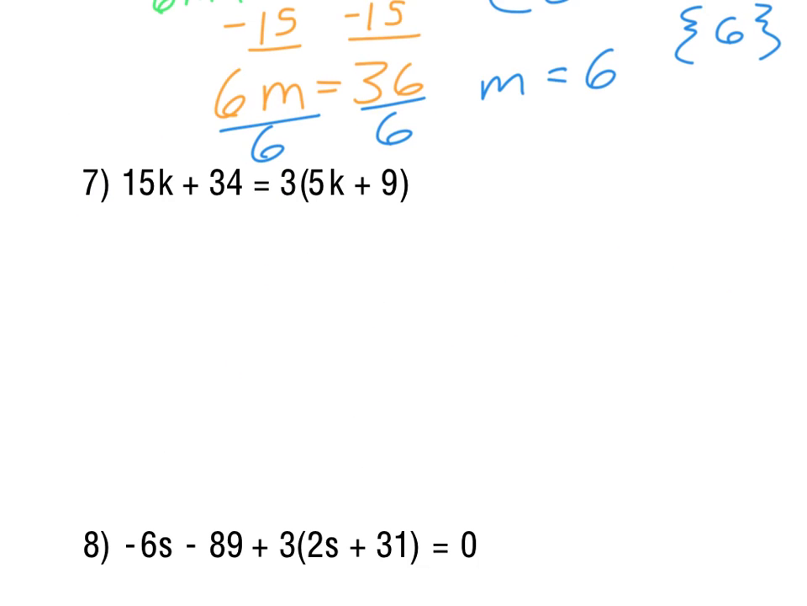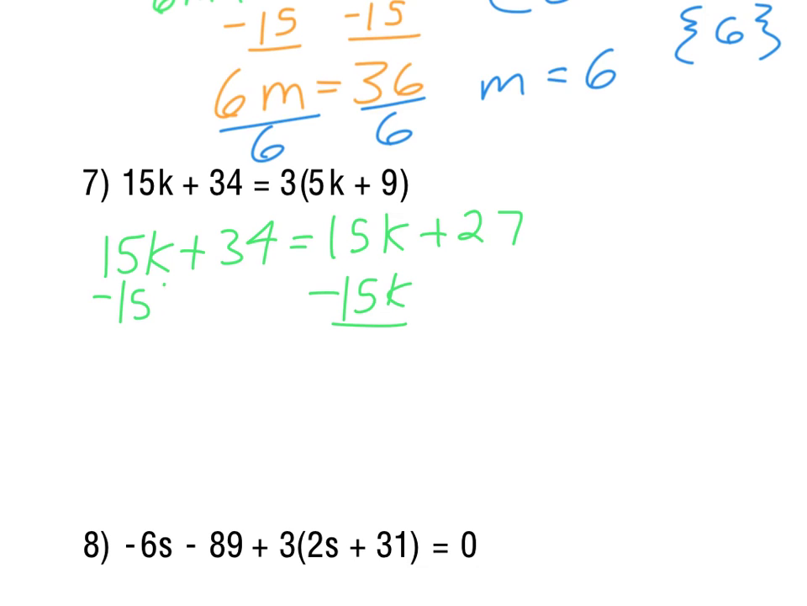Again, continuing those same directions with number 7. Again, nothing to do on the left side, so we just have 15k plus 34. We do, however, need to distribute the 3 on the right, so we get 15k plus 27. Again, you may realize at this point that something is going on. One step further, we subtract the 15k, and we end up with 34 equals 27.